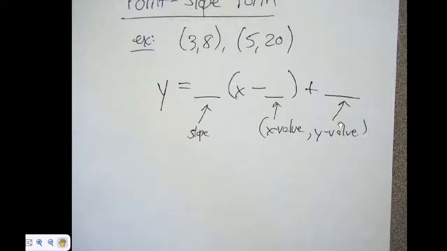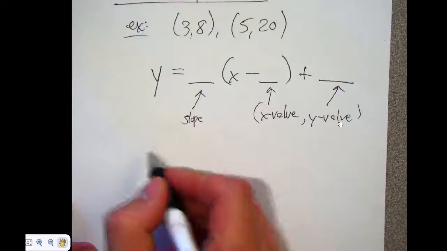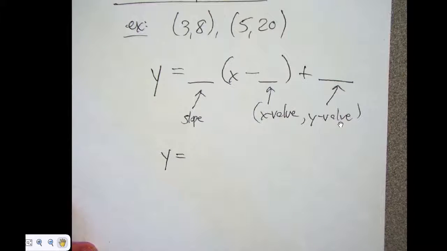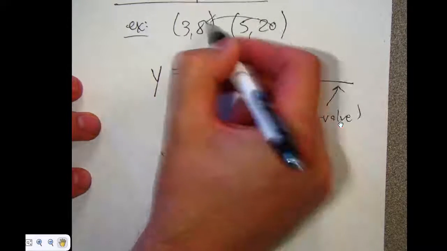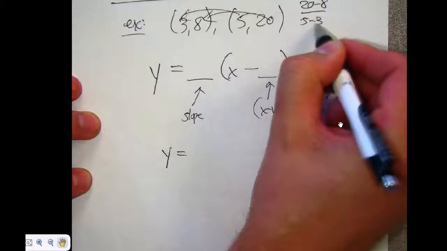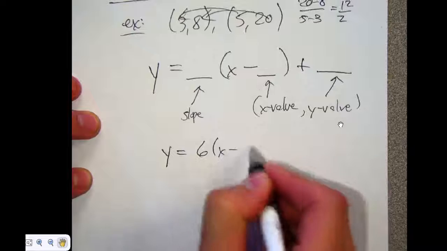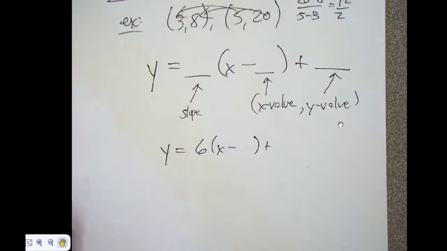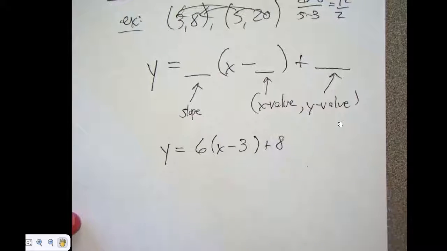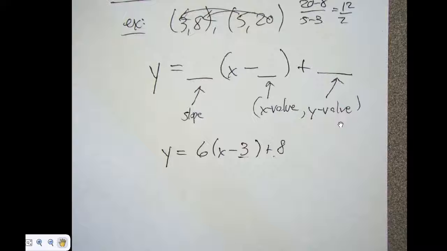So if I were doing this one, what's the slope between these 2 points? 6. Then I've got 20 minus 8 over 5 minus 3. So 12 over 2, so my slope is 6. And then I pick one of the points. Don't mix and match them. Pick one of the points and put the x value here and the y value there. And that's the equation of the line.